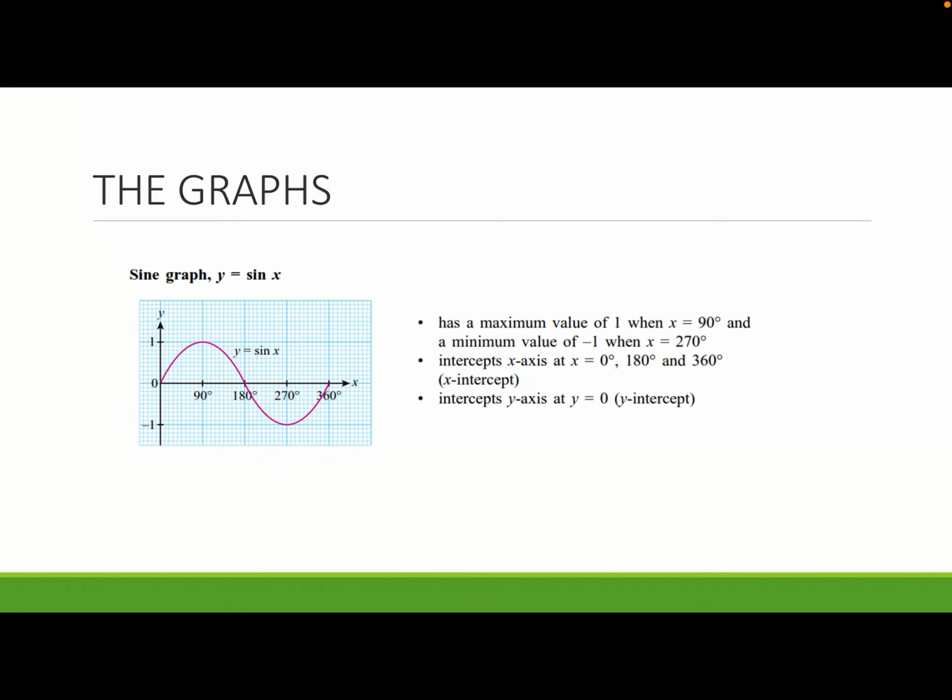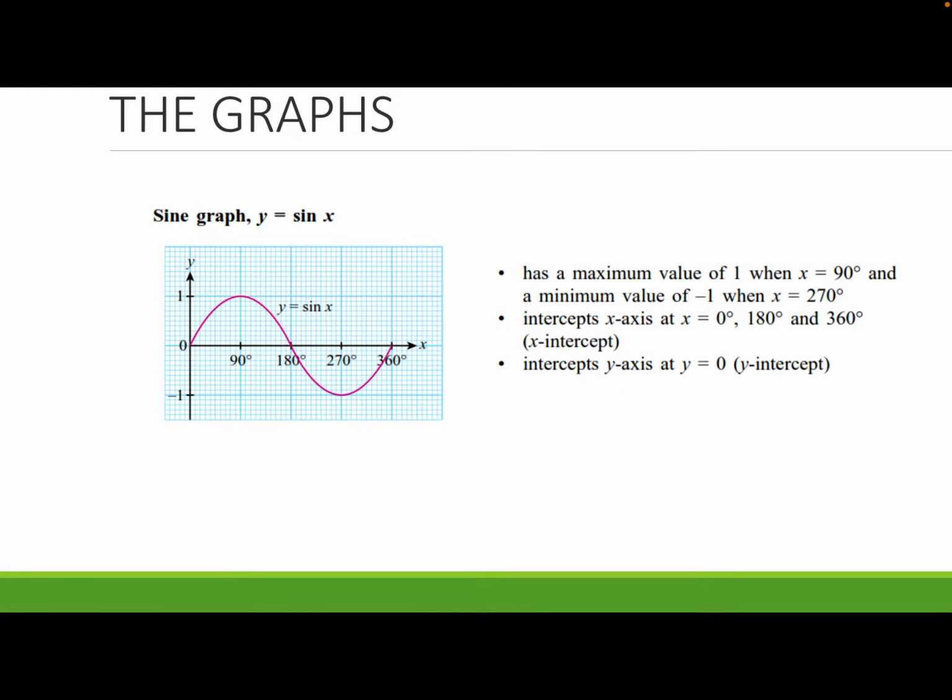Okay, if you look at the graph of y equals sine x, it has a maximum value of 1 when x is equal to 90 degrees. So the coordinate here is (90 degrees, 1), and a minimum value of negative 1 when x is equal to 270.